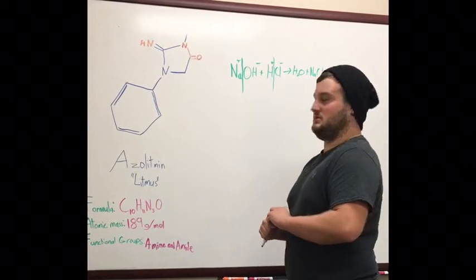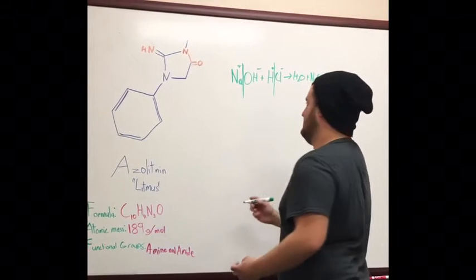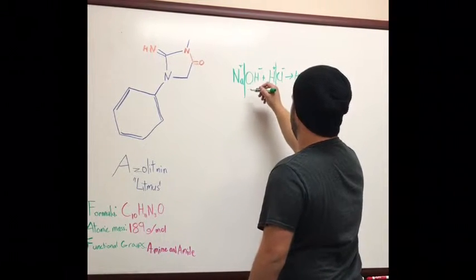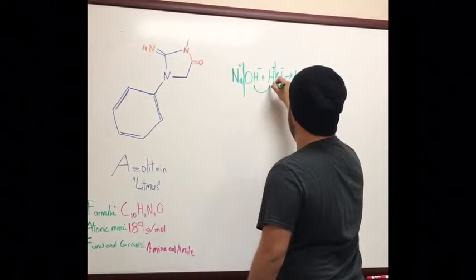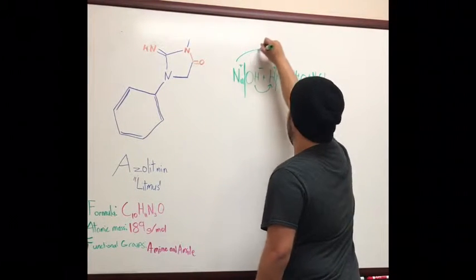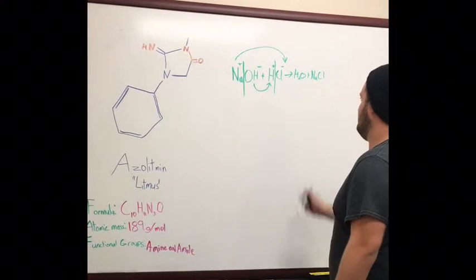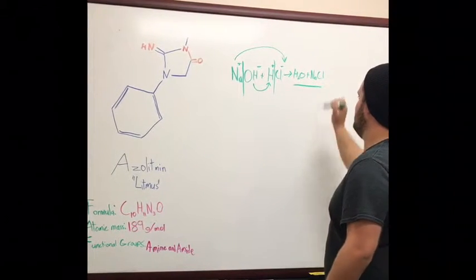So what is going on in this reaction is just a simple substitution. We are attaching this anion and this cation, and this cation and this anion, which will give us these products.